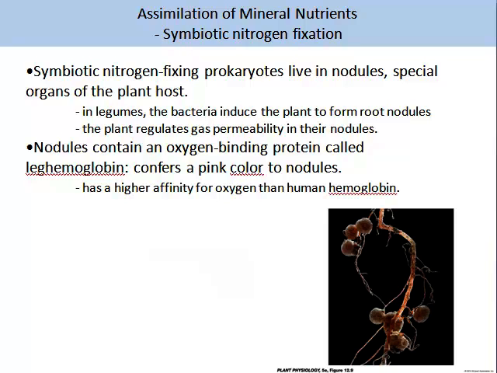Symbiotic nitrogen-fixing prokaryotes live in nodules, which are special organs of the plant host. In legumes, the bacteria induce the plant to form root nodules. The plant regulates gas permeability in these nodules. The figure on the slide illustrates some of these nodules. These nodules contain an oxygen-binding protein called leghemoglobin, which confers a pink colour to nodules. It has a higher affinity for oxygen than human hemoglobin.